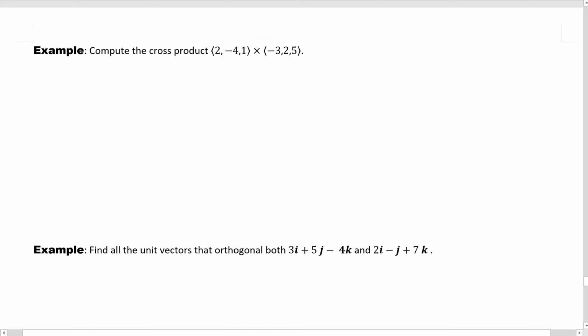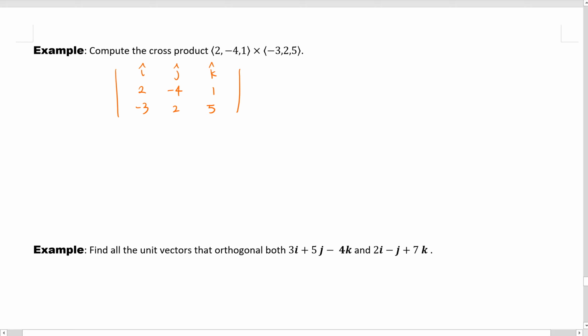Now let's compute the cross product. Remember, it's a determinant. First row, i, j, k. Second row is the first vector, 2, minus 4, 1. And then the last row is the second vector, minus 3, 2, and 5.